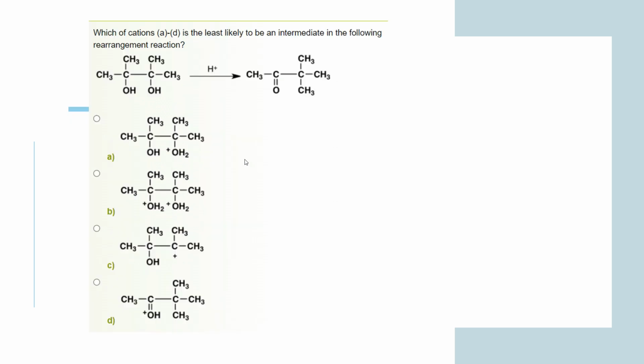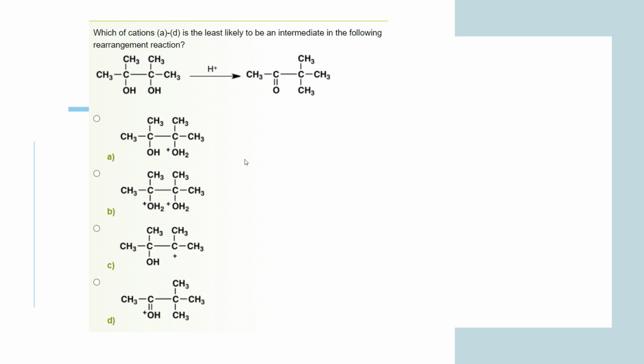This is now coming from the main topic of this tutorial, which is rearrangement reaction. Okay, which of the cations A to D is the least likely to be an intermediate in the following rearrangement reaction? So, when it comes to rearrangement reaction topic, what are the first rearrangement reactions that we study? Those start with pinacol pinacolone rearrangement. Okay, so this is a question from that same topic.